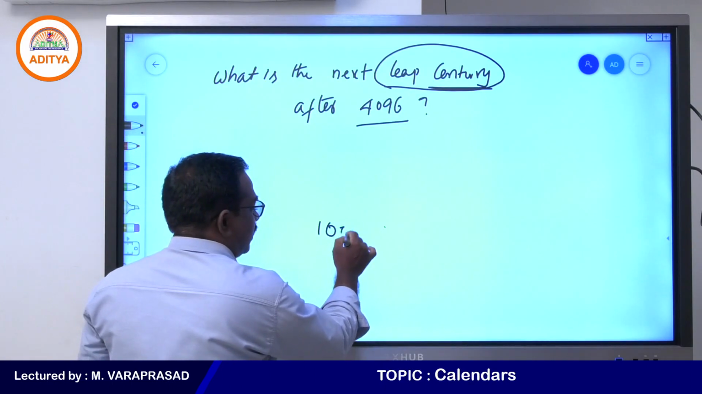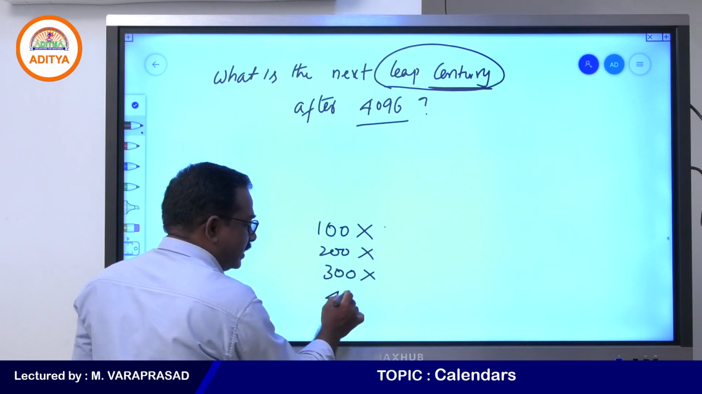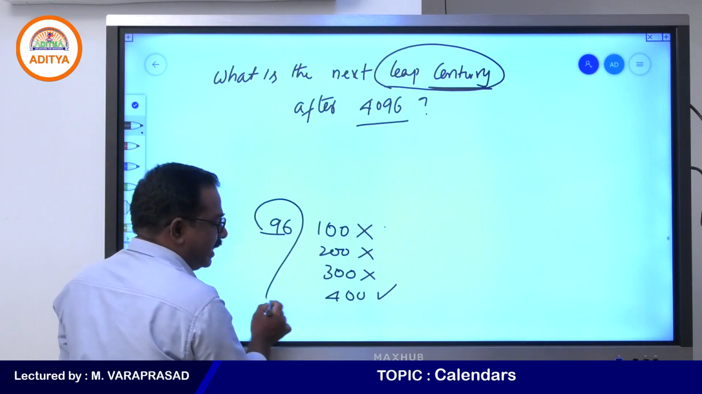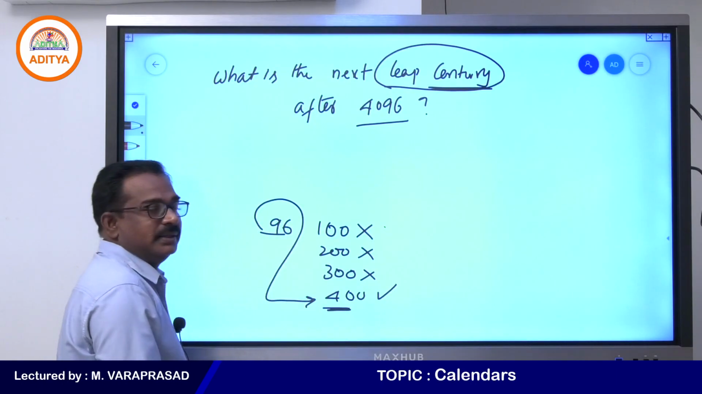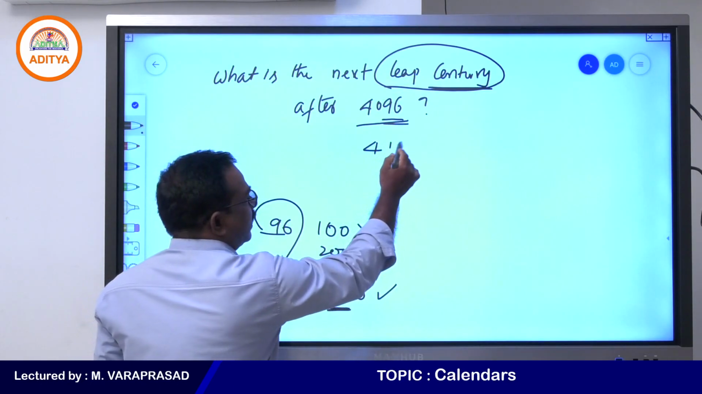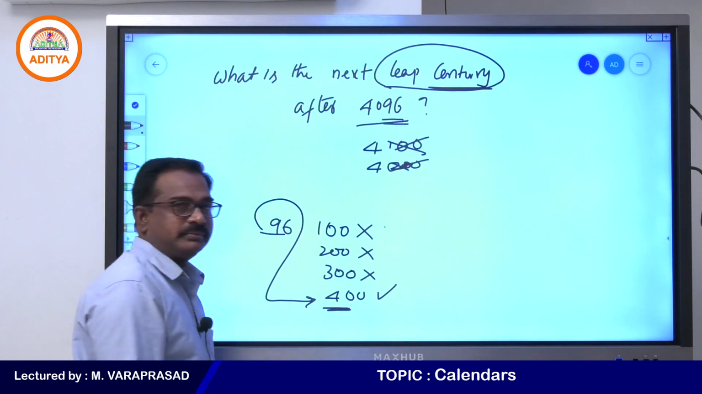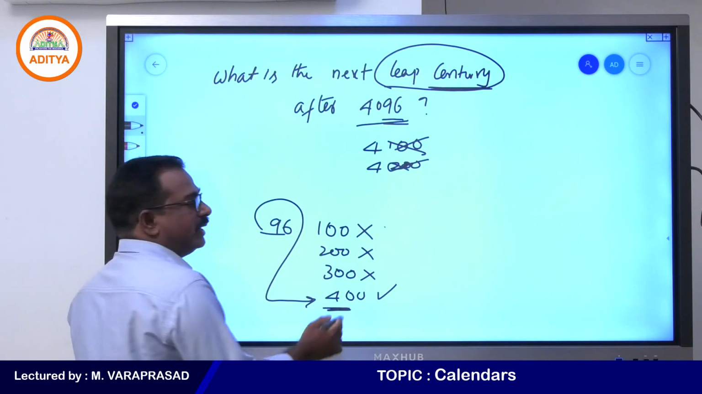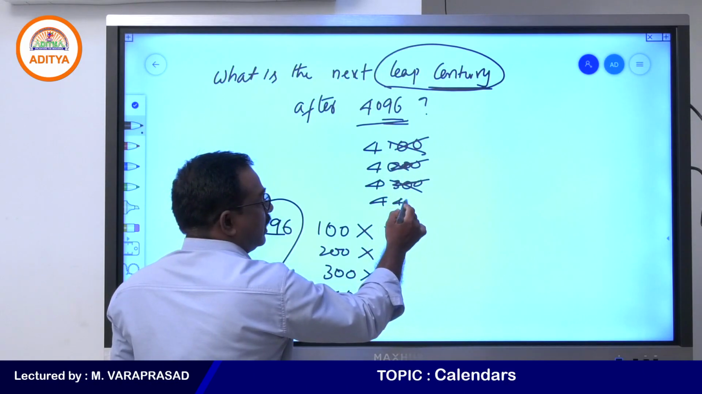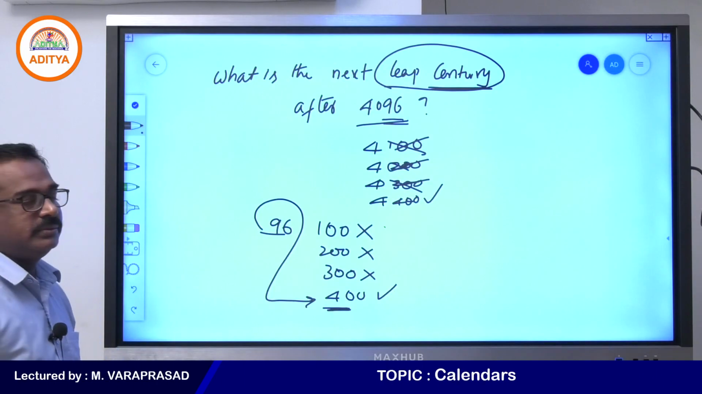So the 100th year is not a leap century, 200 is not a leap century, 300 is not a leap century, 400 is a leap century. After 96 years, you are getting a leap century at 400 years. So for 4096, 40100 is not a leap century, 40200 is not a leap century, 40300 is not a leap century, 40400 is a leap century.